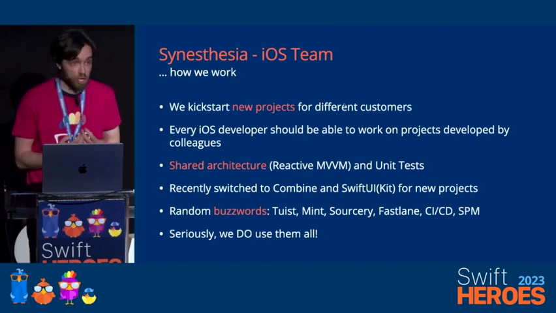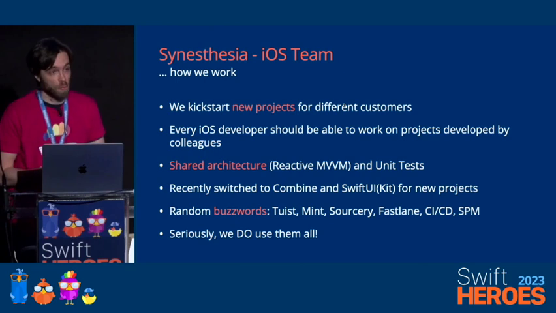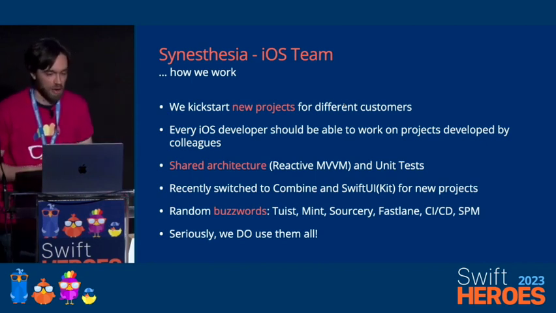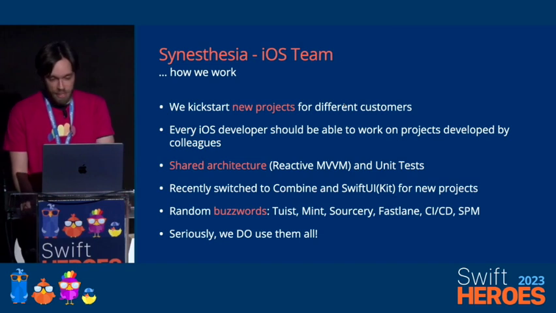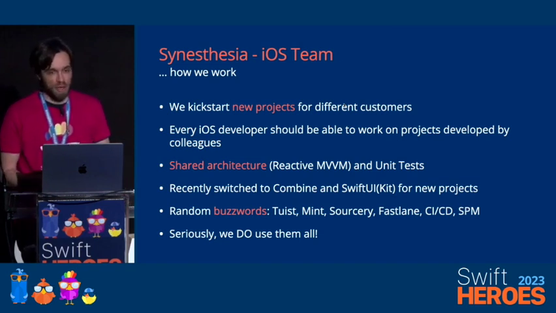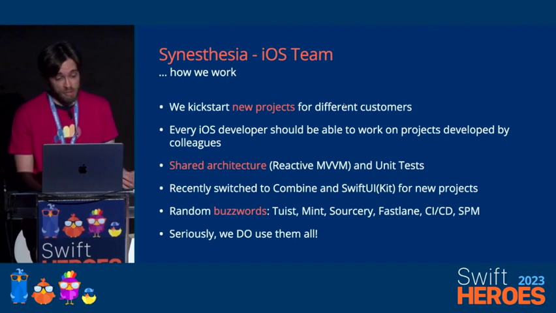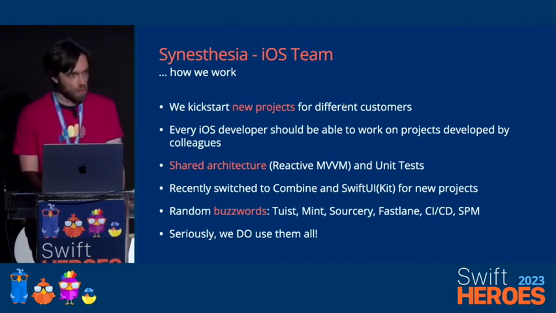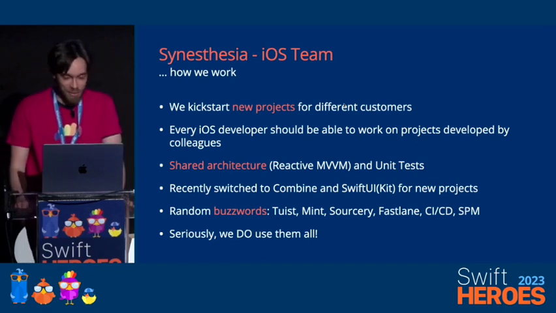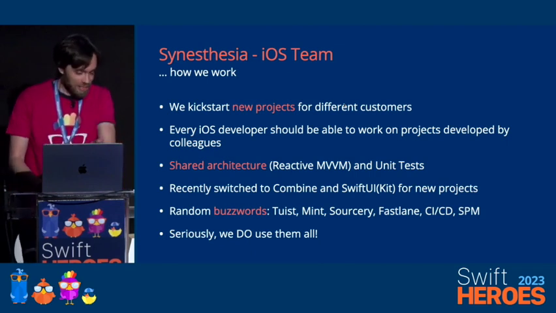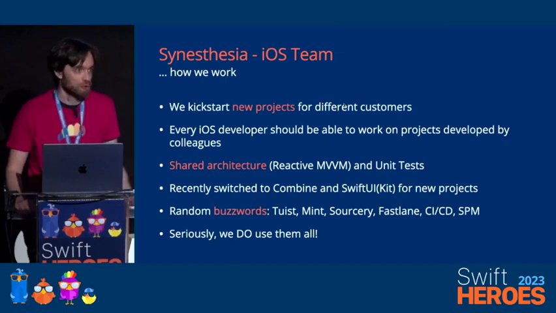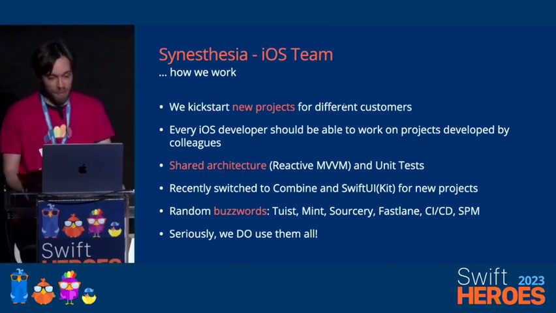That's why we came up with a shared architecture. It's based on reactive model view model, or model view model because it was reactive in the first place, and then somebody took out the reactive part for Swift, apparently, with unit testing. We kickstart every project with the same base project, and then we evolve it into a final product. We recently switched over to Combine from RxSwift, even though I still think it's great. And SwiftUI for the view part, but not for the navigation part. You already know that. That's why I call it SwiftUI kit, because we always have the view controllers, and only the view part in SwiftUI.